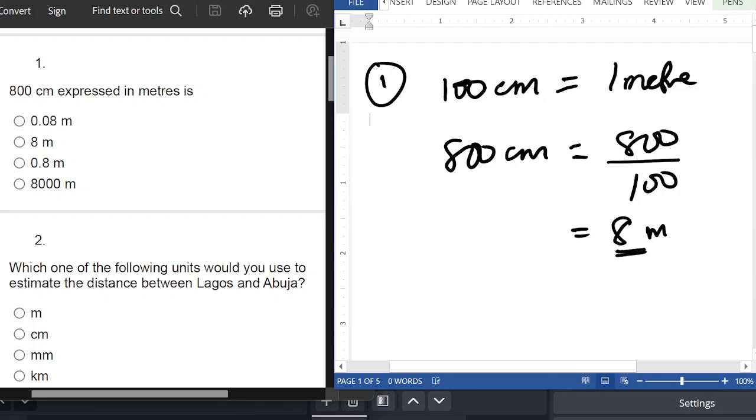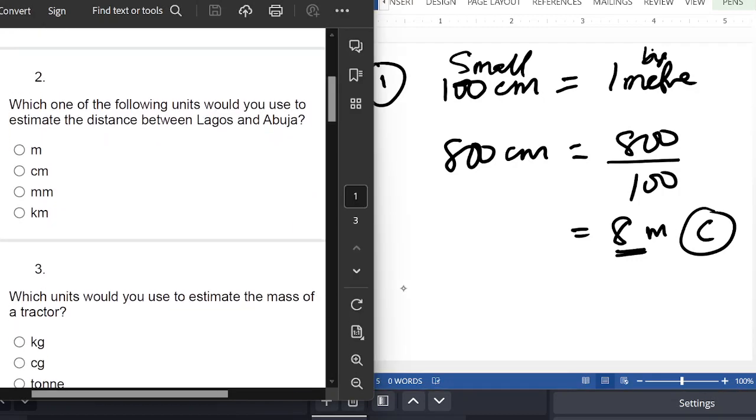As you can see, we are moving from a small unit to a big unit. The centimeter is small, while the meter is big. So when you move from small to big, you divide, and when you move from big to small, you multiply. So that is the answer to question number 1, which is option C, right? So move to question number 2 now.